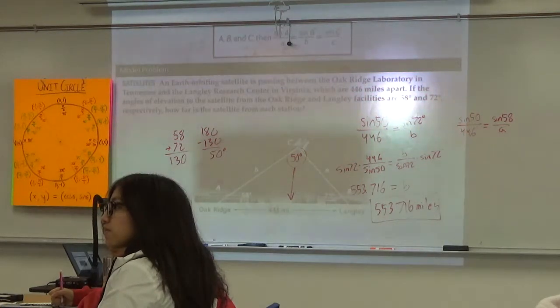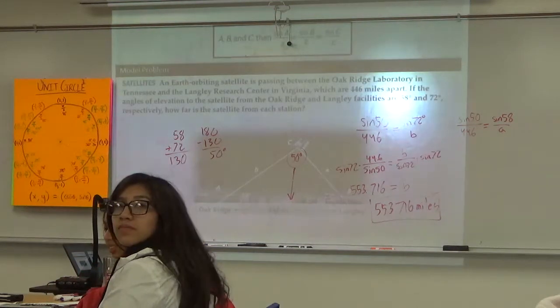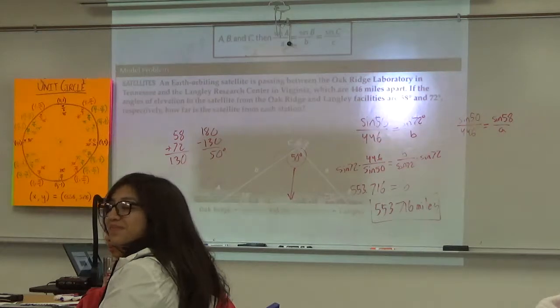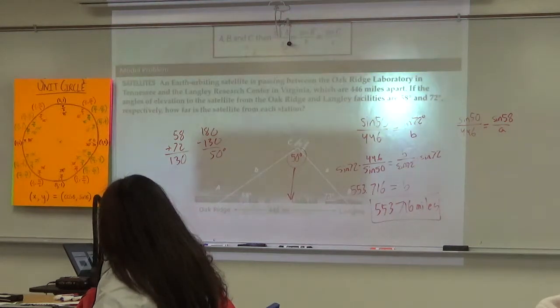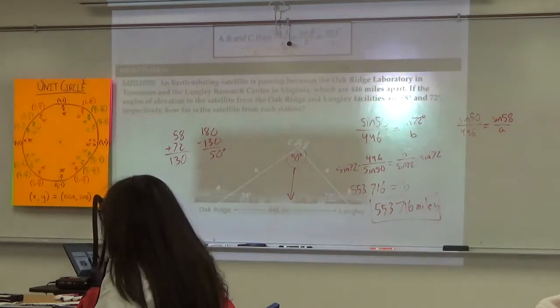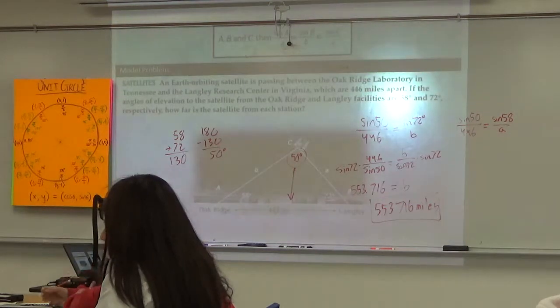From each station. So we found this one, we found B was 500 and something miles, but now we also need to know how far it is from Langley. We need to find this A. So now we need to find A. So we're going to use the same ratio, but instead of doing sine of 72 over B, we're going to do 58 in A. Okay? So I'll put another one, I have it over there to the side and then solve for A.